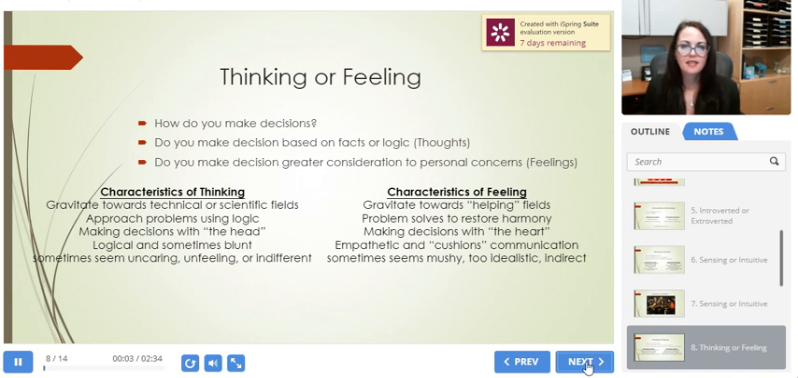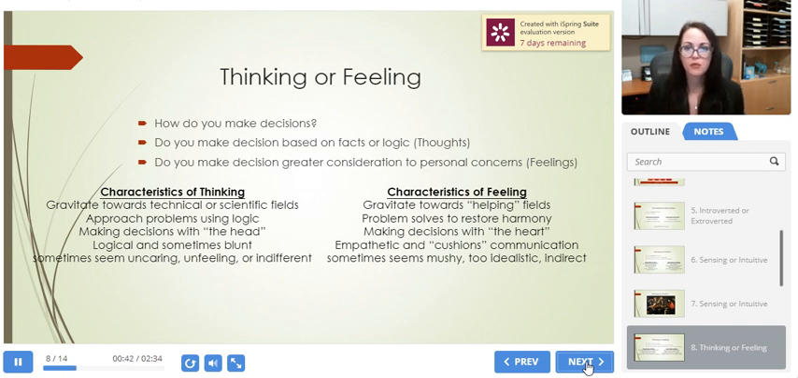The next dichotomy is either T or F. You're either thinking or feeling. And again, this is a spectrum. You have a tendency for one or the other. And just because you're a thinking person doesn't mean you don't have feelings. And just because you are a feeling person doesn't mean that you are without logic or reasoning. One is not better than the other, but if you have a tendency for one or the other, then that means that one is your go-to where the other might be a little bit of a weakness. And this revolves around how we make decisions. Do you make decisions based on facts or logic, your thoughts, or do you pay greater consideration to your feelings?